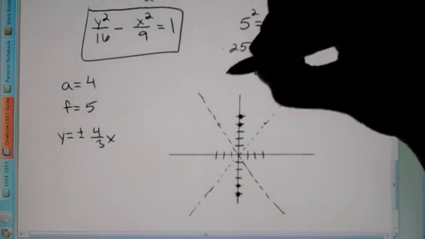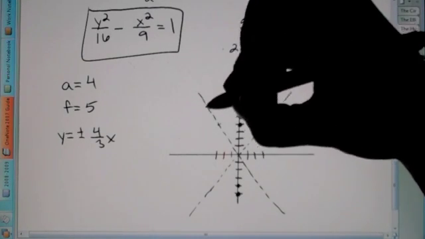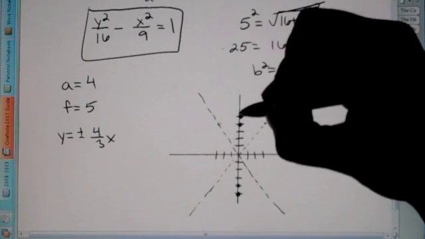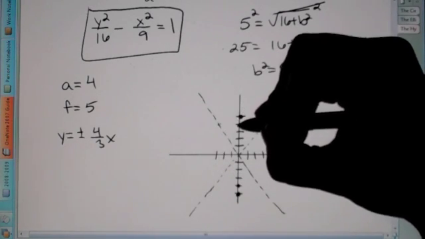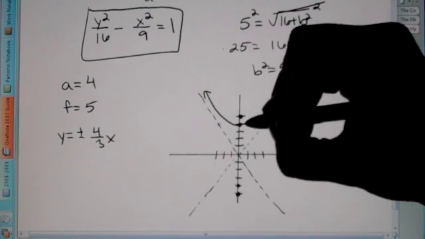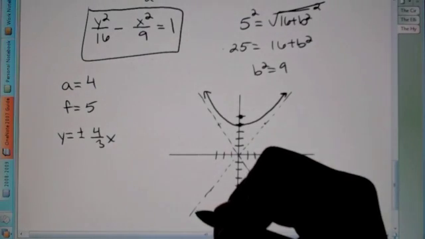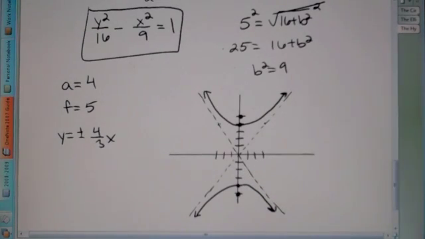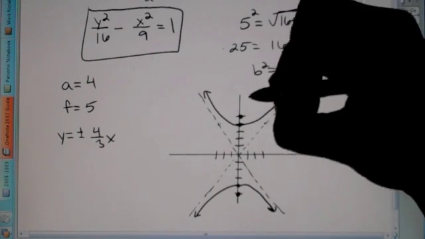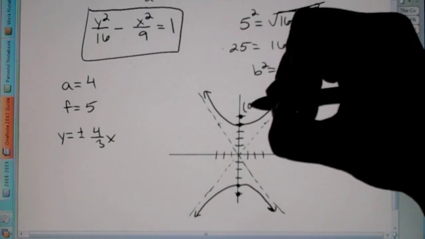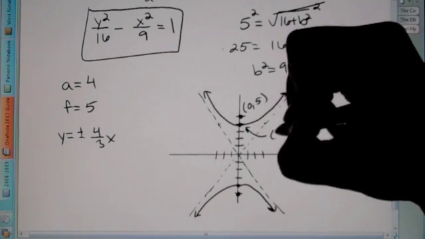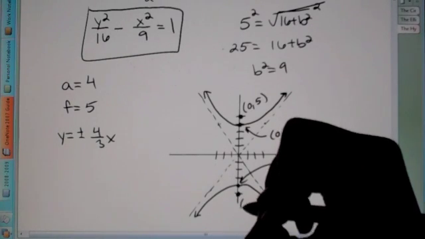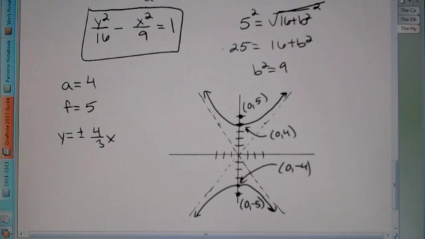Okay? And lastly, we need to draw the hyperbola. And remember, it always crosses through a. Last time we made it look like this because a was on the x-axis. Now it's on the y-axis. Our hyperbola looks like that. And again, it gets infinitely close to the asymptotes, but doesn't touch. So if you wanted to label, this would be 0, 5. That would be 0, 4. That would be 0, negative 4. This would be 0, negative 5. So that's how you draw the hyperbola.